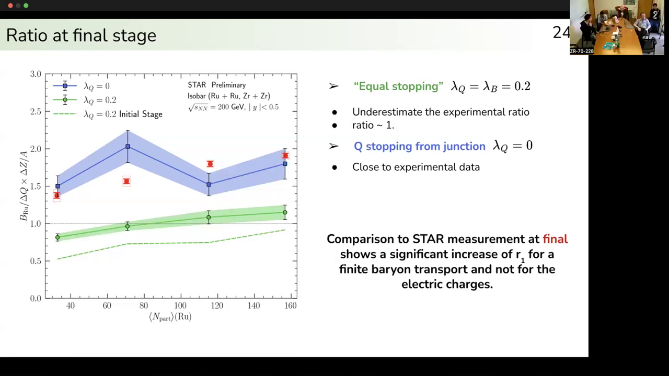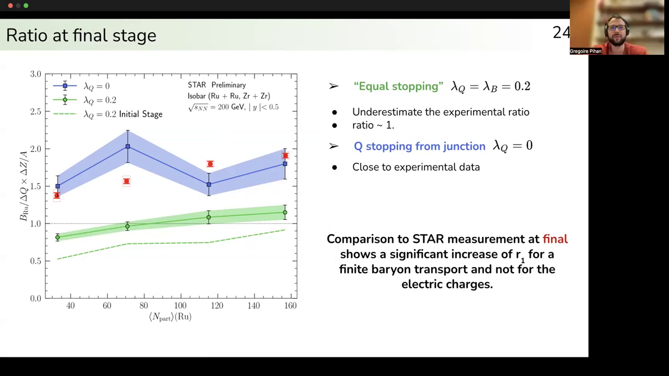But why is the charge transported differently than the baryon? So shouldn't this ratio be independent? That's the ratio, yeah. But apparently they're transported differently. Yeah, in the hydro, where does that come from? That's a good question.